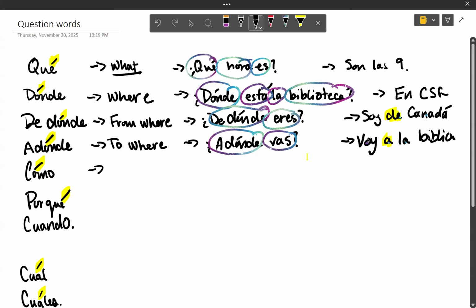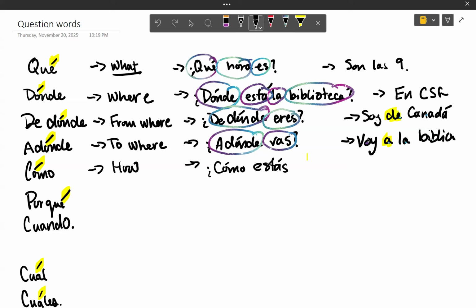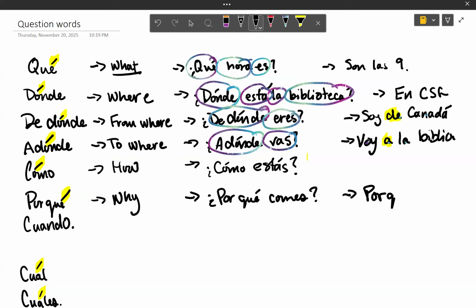Cómo means how. And a typical question for that is ¿Cómo estás? Which we learned way back in probably August, I think. So if you're figuring out if it should be cómo, the answer should be like bien, mal, así así, cansado, etc. ¿Por qué means why. ¿Por qué comes? Why do you eat, right? And you'll know to use that because in the answer, you'll usually see porque without an accent, one word, which means because.